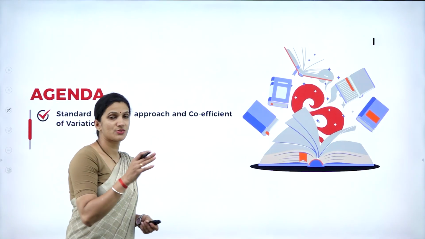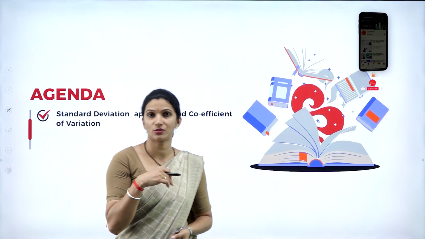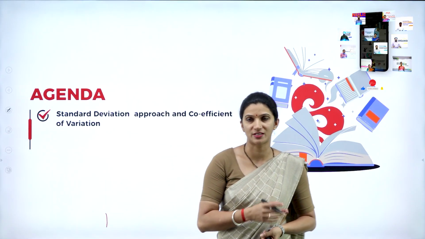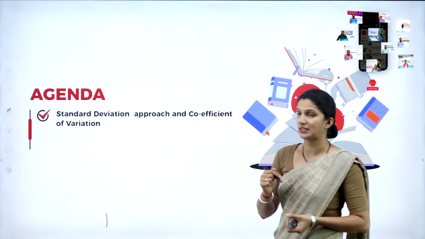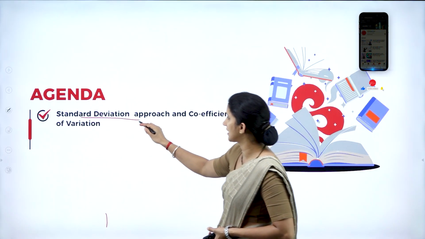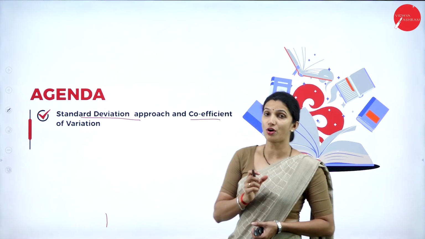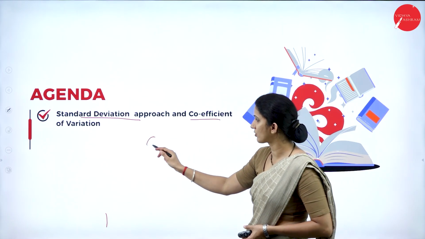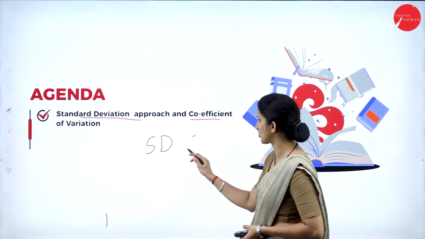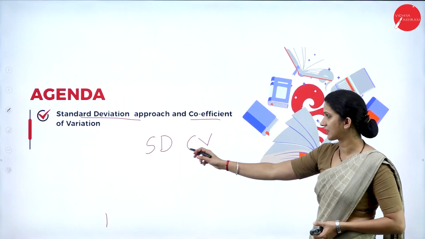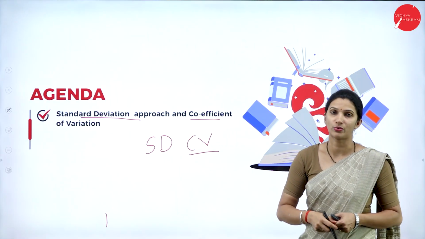So in the previous sessions, we have seen the probability approach, how to calculate the expected return on any projects or any investment. So here in this session, we are going to discuss the calculation of the standard deviation and the coefficient of variation. So from the exam point of view, these two are very important concepts, that is SD calculation and CV calculation, that is standard deviation and the calculation of coefficient of variation.